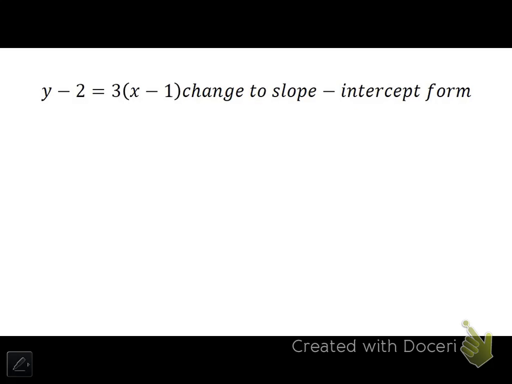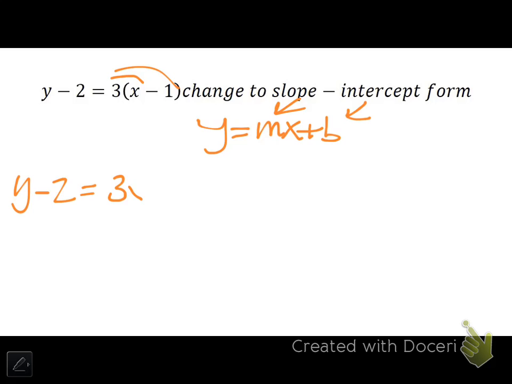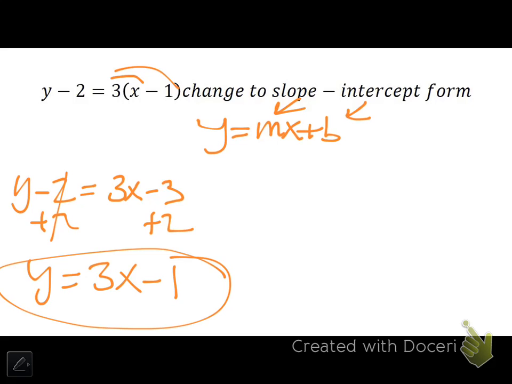Okay, change to slope-intercept form. Slope-intercept form is y equals mx plus b because it has a slope and an intercept. So we have to get y by itself. So let's distribute this. So we get 3x minus 3. Add 2. 3x minus 1. There's my answer.